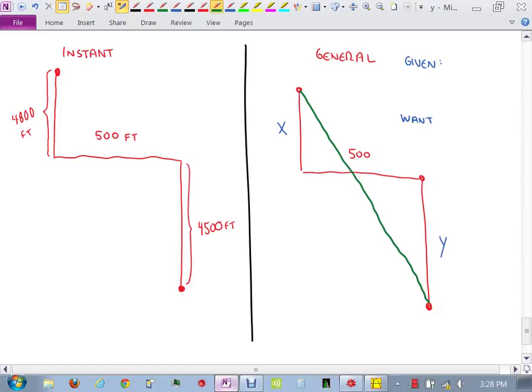I see what you're saying now. But I'm still waiting for us to go through this procedure because what's given, what do we want?